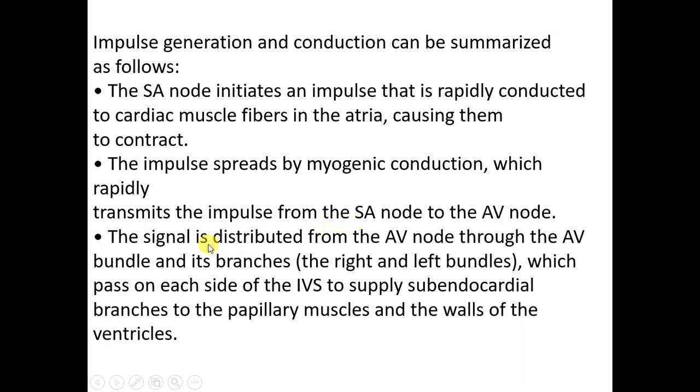AV node. Then the signals are distributed from the AV node through the atrioventricular bundle and its branches, which pass on each side of the interventricular septum, supplying the subendocardial branches, the papillary muscles and the wall of the ventricle, which start from the apex and then spread superiorly, from the apex upwards.